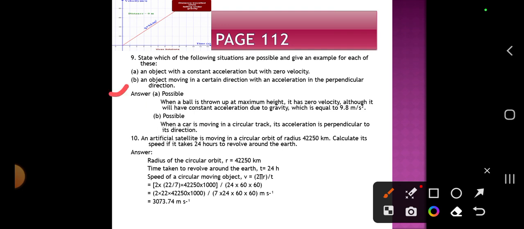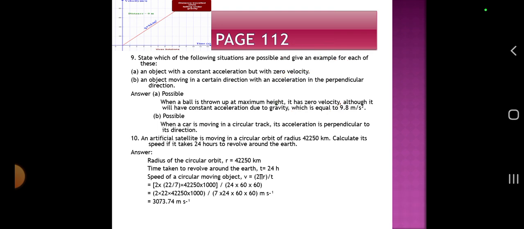Second is an object moving in a certain direction with an acceleration in the perpendicular direction. Yes, possible. How? Suppose this is the car here, moving in circular motion. If I draw this, the car is moving continuously in a circular track. So the acceleration is perpendicular to the direction. Yes, when this car moves, the acceleration will be perpendicular to its direction, that we understand now.